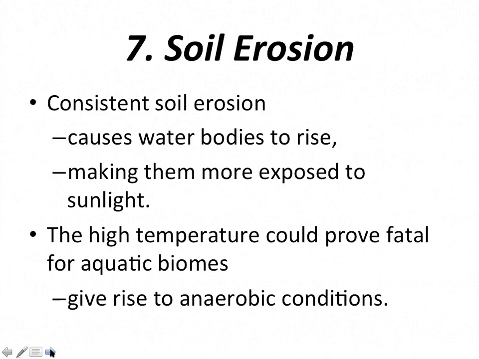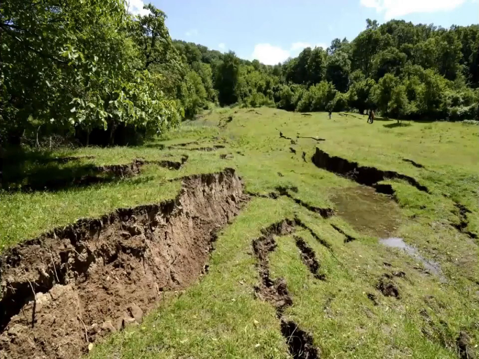Soil erosion is another major factor that causes thermal pollution. Consistent soil erosion causes the water bodies to rise, making them more exposed to the sunlight, and this will be presented by a picture in the coming slides. This high temperature could prove fatal for all the aquatic life. Hence, it may give rise to anaerobic conditions for all the marine organisms that require oxygen in order to grow and increase their population. Here you can see the picture of the soil erosion.